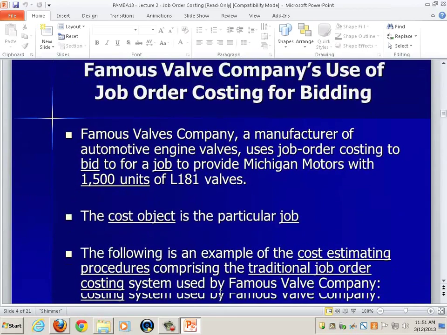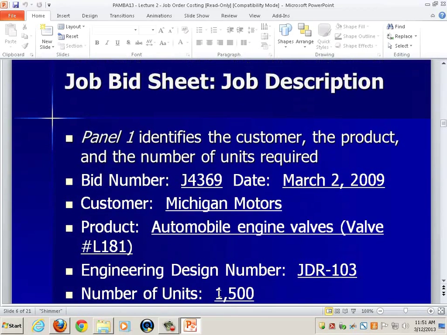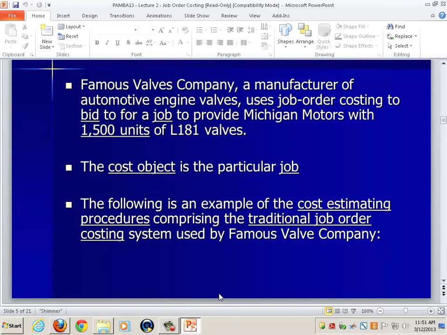So let's go through an example. The example pertains to a famous valve company that manufactures automatic engine valves, and it uses a job order costing bid. In other words, we start by the fact that it bids for a job that Michigan Motors may want it to provide to Michigan Motors.